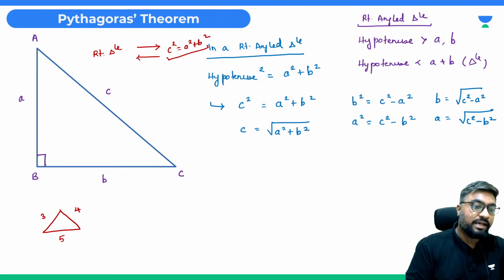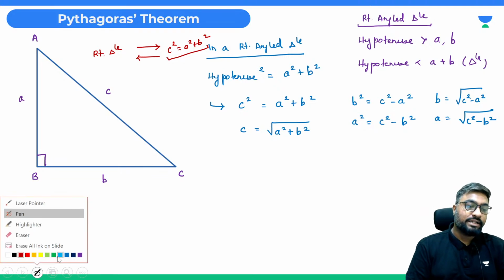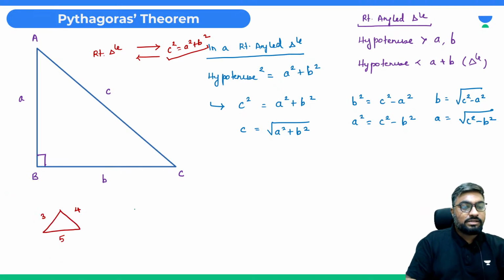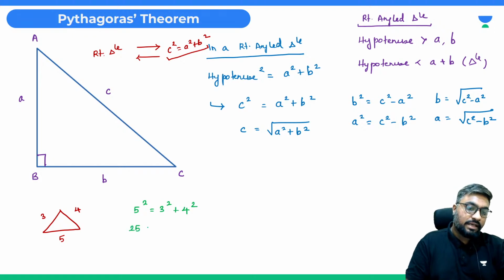Superb. It has to be a right triangle. Yes, this triangle has got to be a right triangle. Why? Because 5 square is equal to 3 square plus 4 square, है ना? 25 is equal to 9 plus 16. This satisfies. If it satisfies, then automatically this angle becomes right. Clear? 5 के ऑपोजिट वाला राइट होगा, लॉन्गेस्ट साइड के ऑपोजिट वाला 90 डिग्रीज होगा.